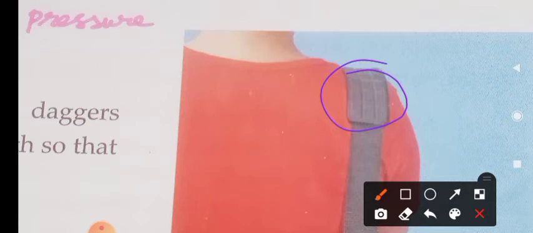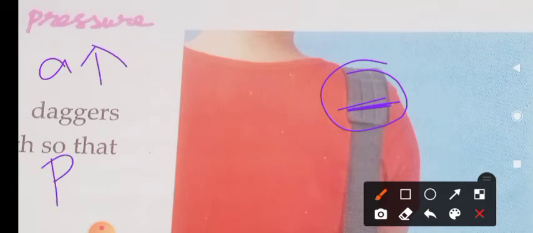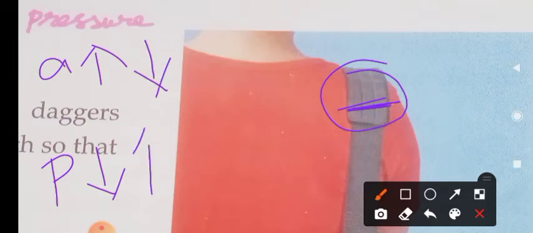Am I right, children? So here the area is increased so that it reduces the pressure. Do you understand, children? So area decreases, pressure increases. Area increases, pressure decreases. Whereas area decreases, pressure increases. Do you understand, children? Yes.